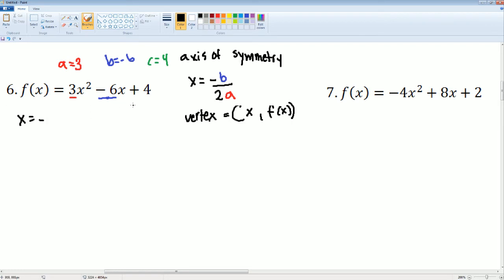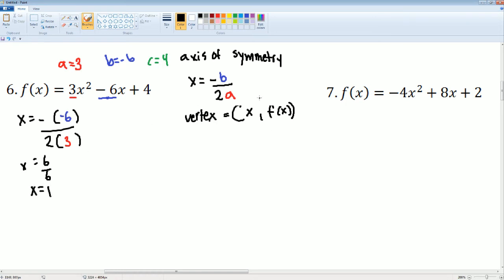X is equal to negative what, over 2a. What is negative b? What is the b? -6. What is the a? 3. Simplify. -1 times -6 gets you +6. 2 times 3 is just a 6. X equals what? 1.